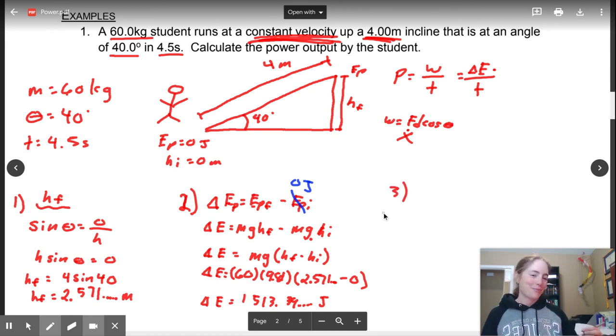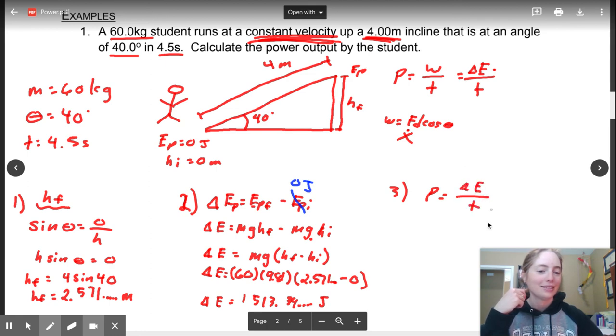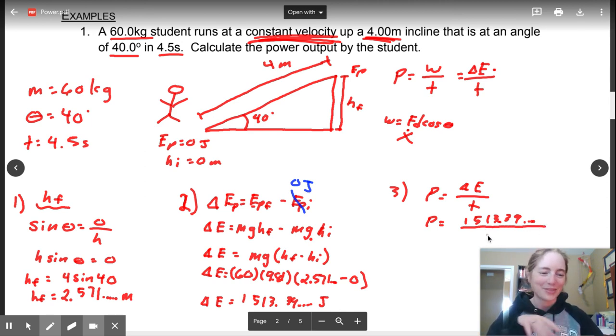And then we're going to go on to step 3. So now we have our delta E, and now we can calculate the power. So power is delta E over time. And then we're going to take our delta E, 1513.39 joules. Divide that by time, because we've got time. Get it? We've got time. Okay. So divide that by our 4.5 seconds.